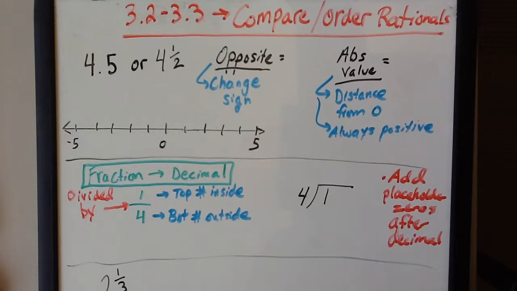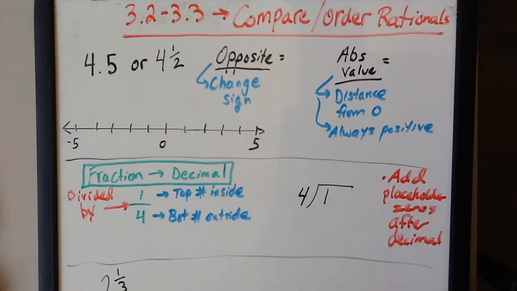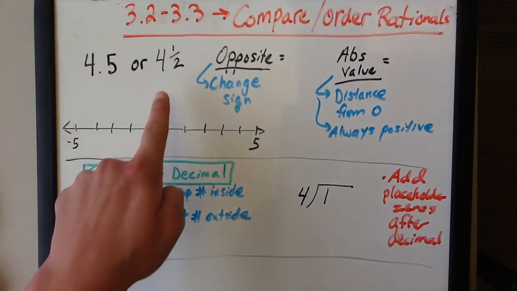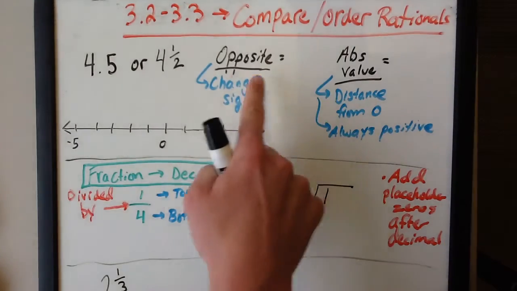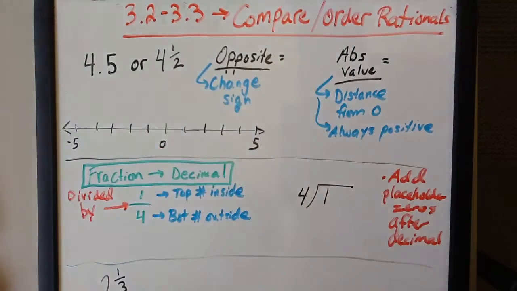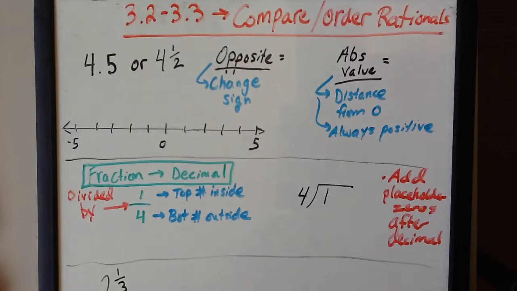Okay, in this lesson we'll talk about comparing and ordering rational numbers. So here in the first example, I'm given a decimal 4.5, or 4 5/10 in mixed number form. And I'm asked, what is the opposite of this number? Now, if you're asked for the opposite, remember opposite means change the sign. So since this number is positive, the opposite of that will be negative.